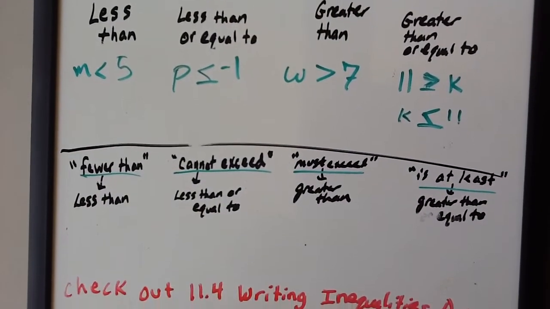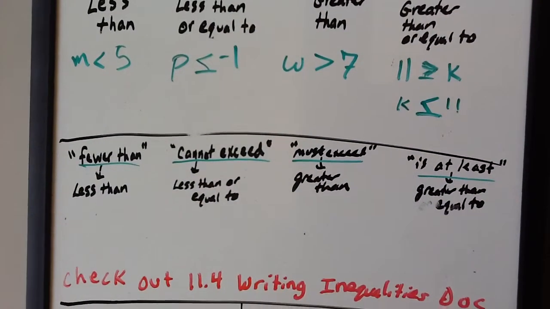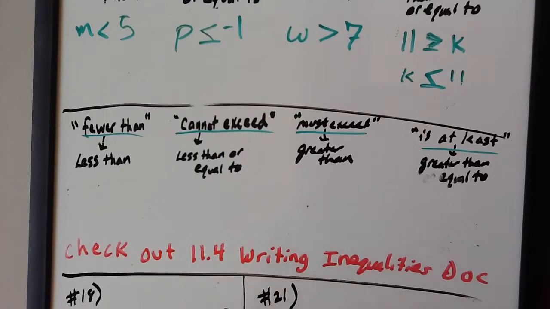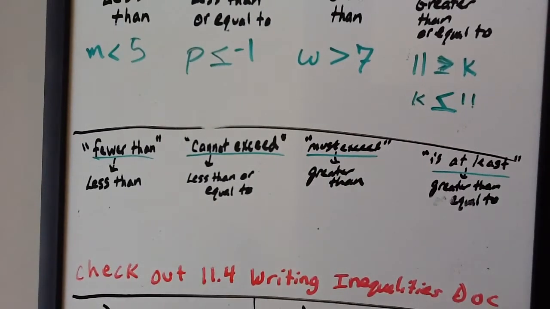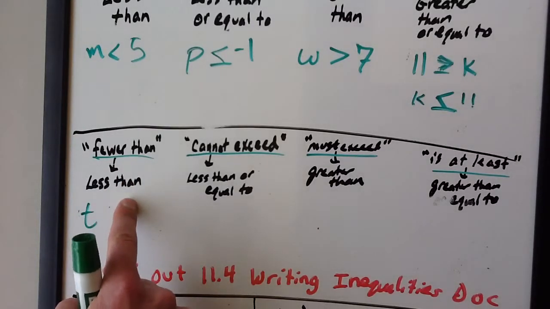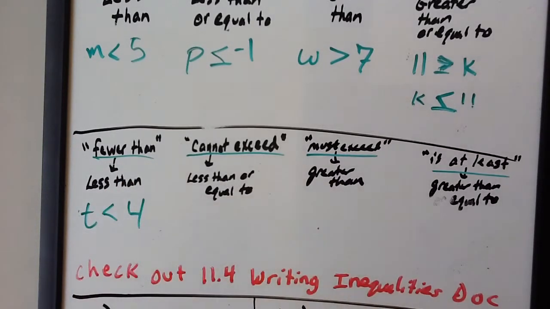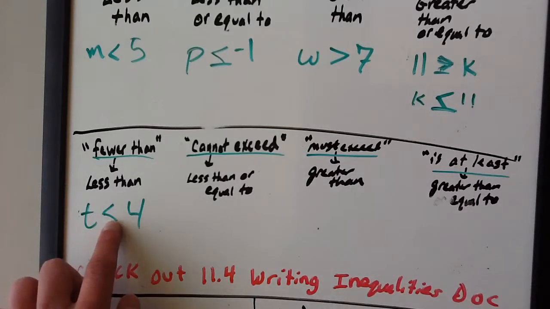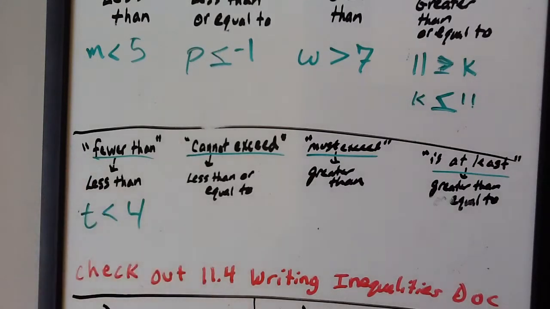Next, we'll do some examples where we have some different wording. And I would encourage you to check out the 11.4 Writing Inequalities document posted in Google Classroom, where it gives a breakdown of these different phrases. Okay, this one comes from number 6 on the worksheet. It says the total T is fewer than 4 items, so T less than 4. Fewer than means less than.